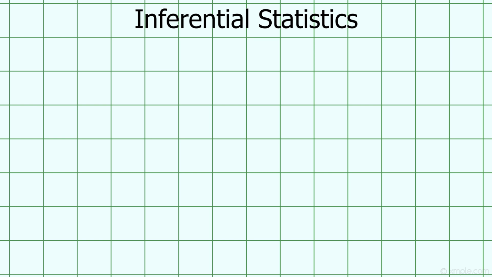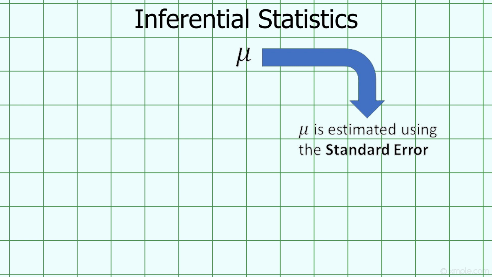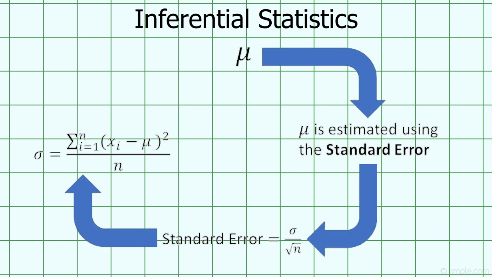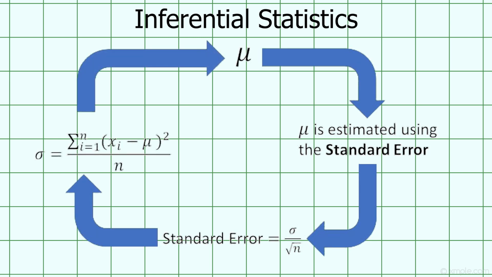Except, it doesn't seem that useful to us as it stands because of this formula for the standard error. To make inferences about the population mean based on the sample mean, we need to know the standard error of the sampling distribution. To know the standard error, we need to know the population standard deviation. And to know the population standard deviation, we need to know the population mean. So it might seem like we're stuck.